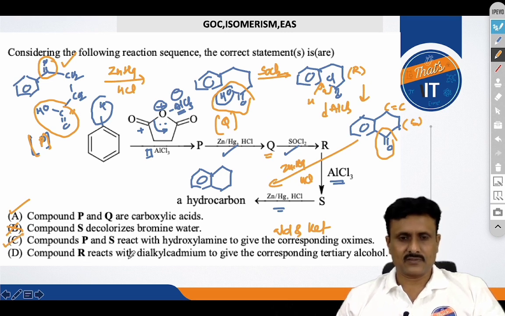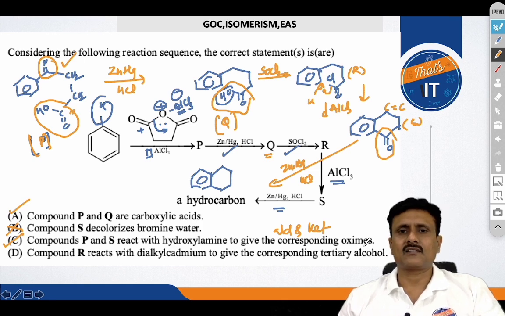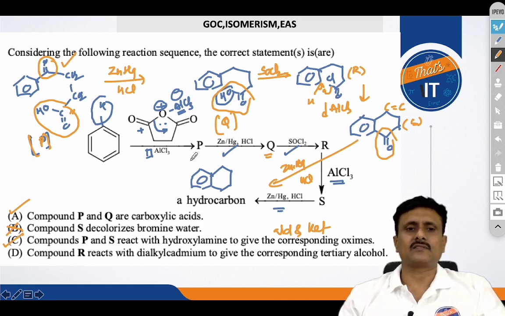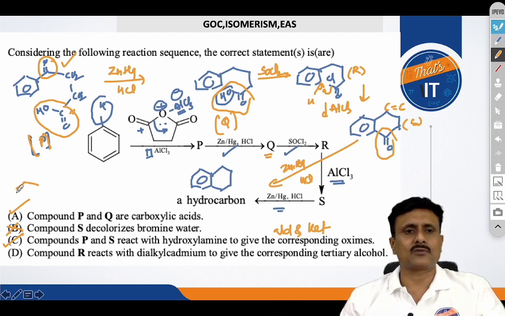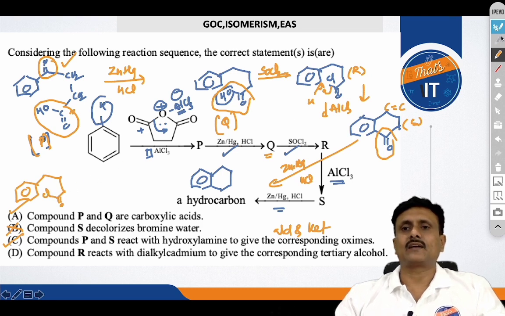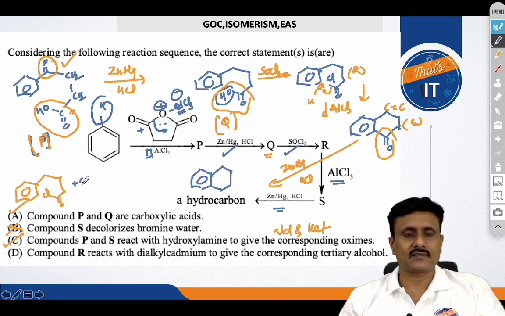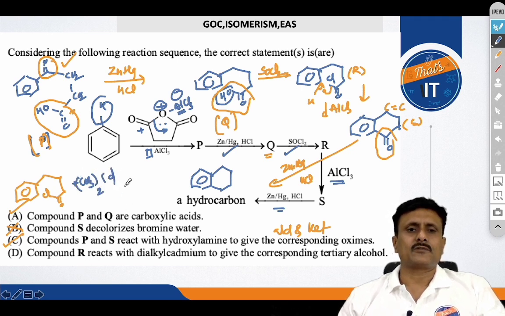Compound R reacts with dialkyl cadmium to give the corresponding 3-degree alcohol. Where is R? You can see that this is the compound that we are talking about. Let me write it over here. Alright, acid halide. When it reacts with dimethyl cadmium, (CH3)2Cd, what are you going to get?